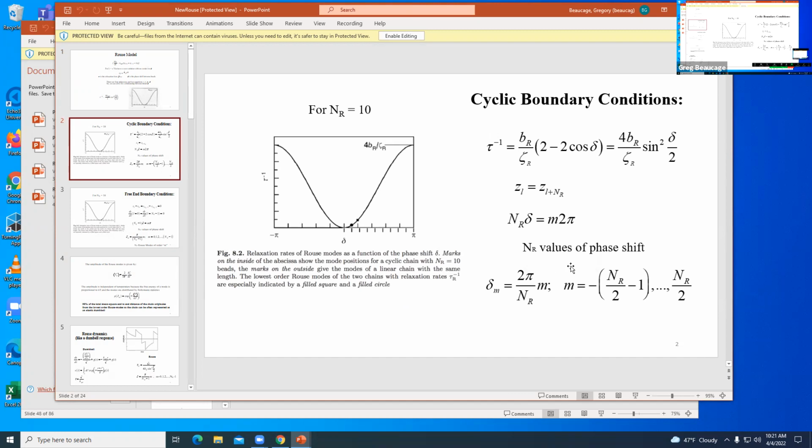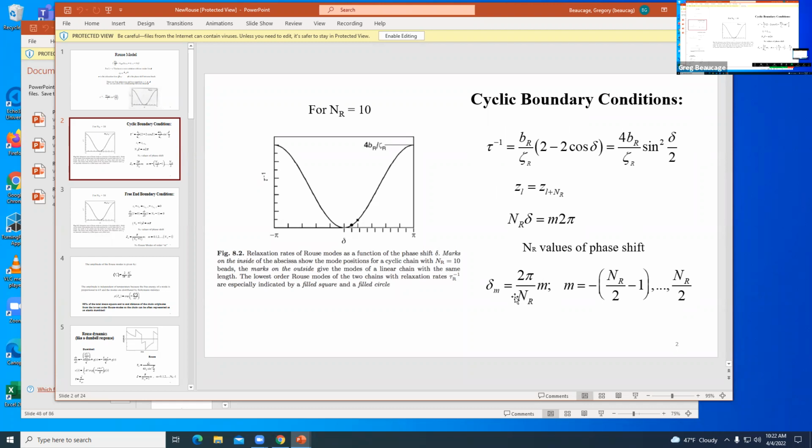Here the del becomes small, so the sine squared becomes just the value. Then you basically have m squared coming out of this. Tau to the -1 goes with m squared. It also goes with N_R squared. So tau is proportional to the molecular weight squared, and it's proportional to 1 over m squared, which is what he uses in the paper.